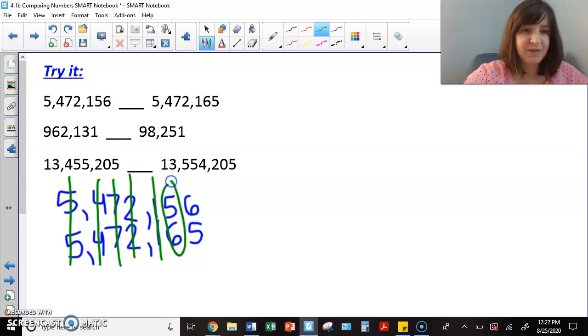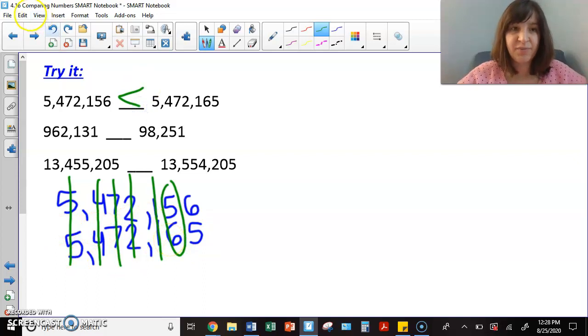And then in the tens place, I see a difference. This tens place has a 5, this tens place has a 6. So I see that 6 is greater than 5. So that means that this bottom number is bigger. You probably learned when you were younger that this is kind of like an alligator mouth. That's fine to think of it that way, and that's great. If that helps you remember, the mouth is open to eat the greater number. That's a strategy that a lot of people use, and that's great.